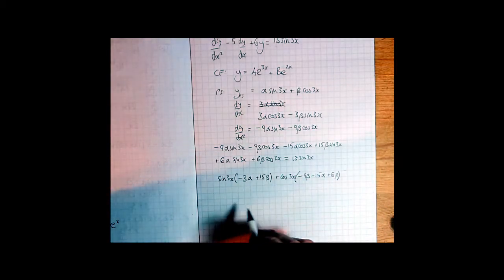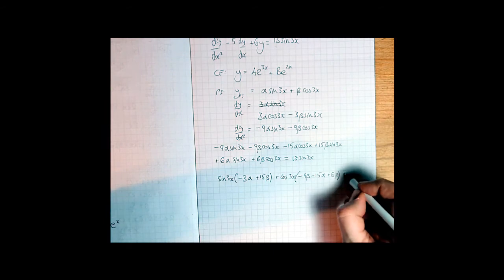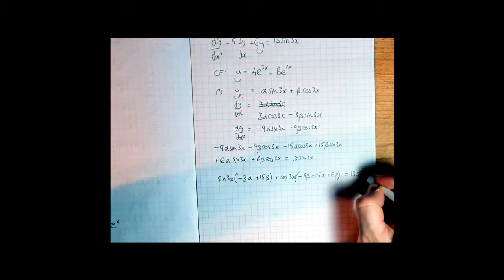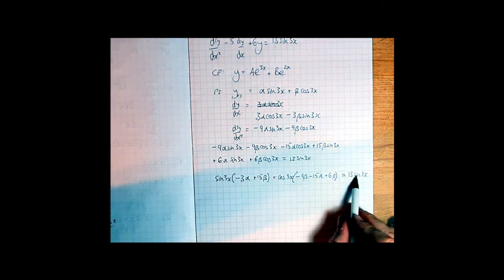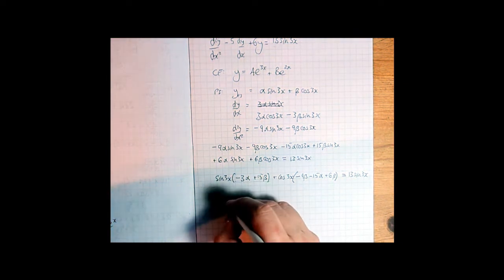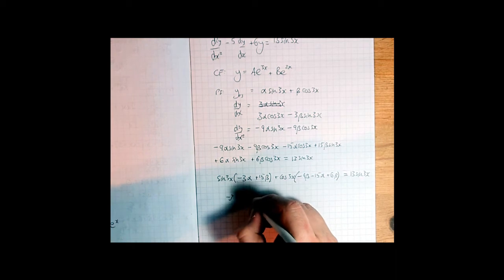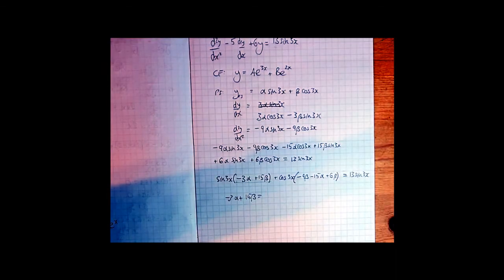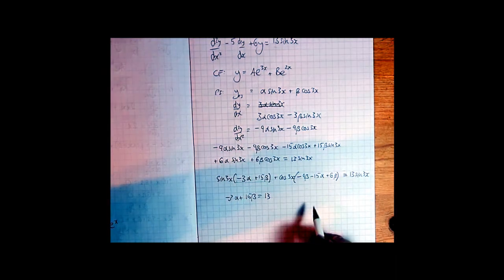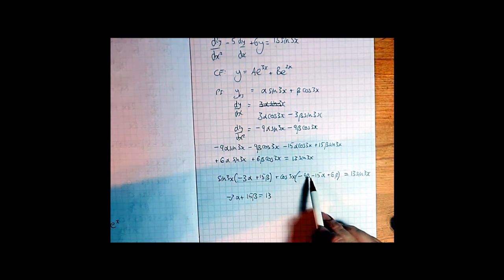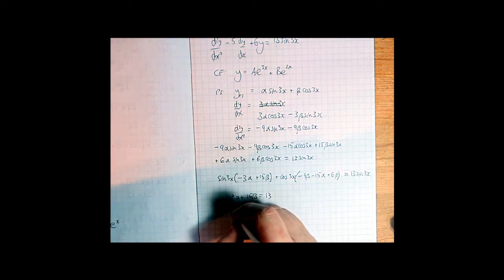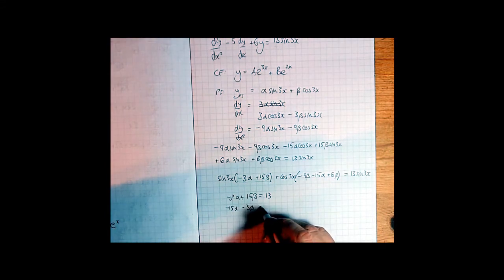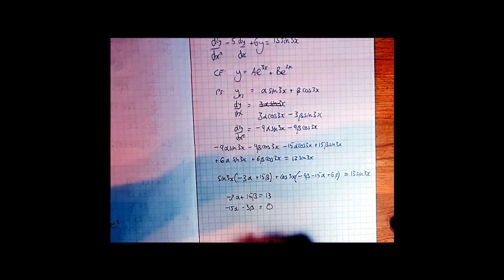Let's see what happens. So that equals 13 sine 3x. That means that minus 3 alpha plus 15 beta is 13, and minus 9 beta plus 6 beta minus 3 beta minus 15 alpha is 0.